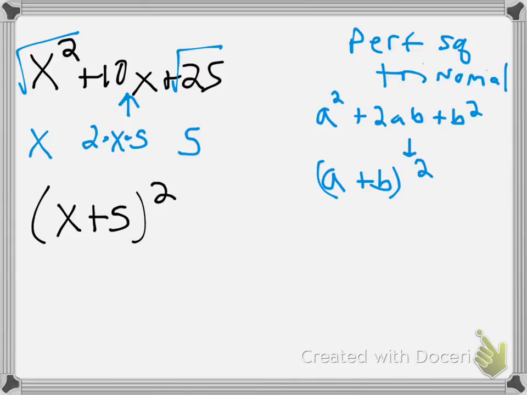Now if you don't like remembering that rule, you could always just do your normal factoring steps. What multiplies to give me 25 and adds to give me 10? 5 and 5. You can go through your process and you would get x plus 5 squared.